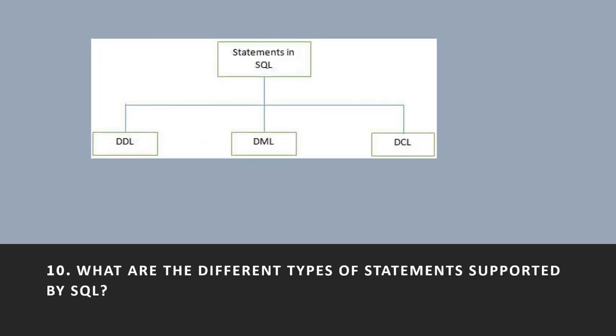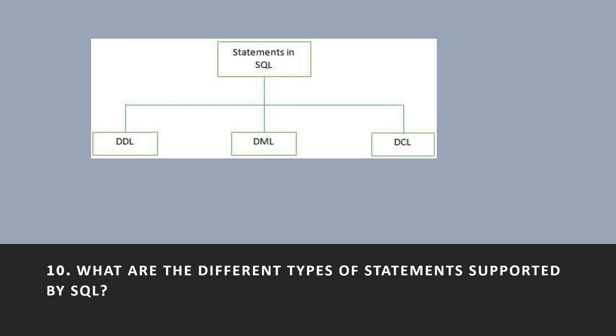What are the different types of statements supported by SQL? The different types of statements supported by SQL are DDL, data definition language, that is used to define the database structure such as tables.